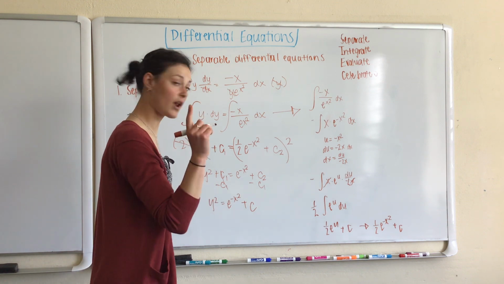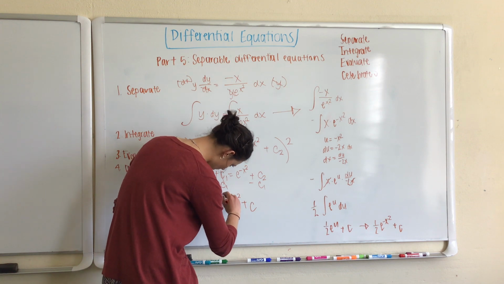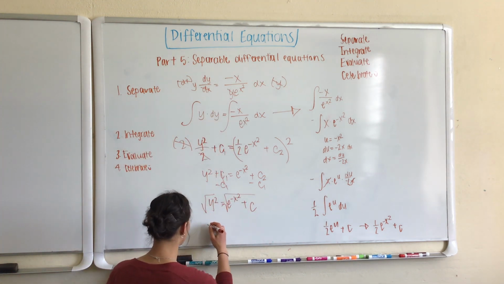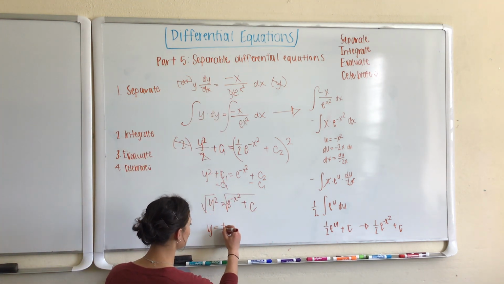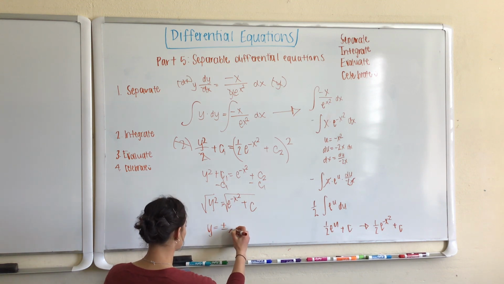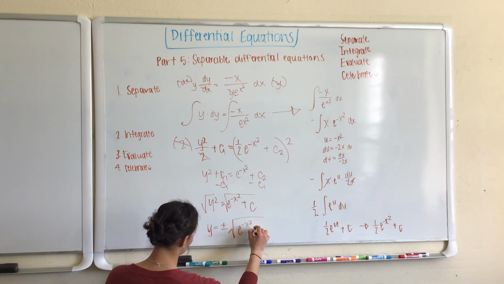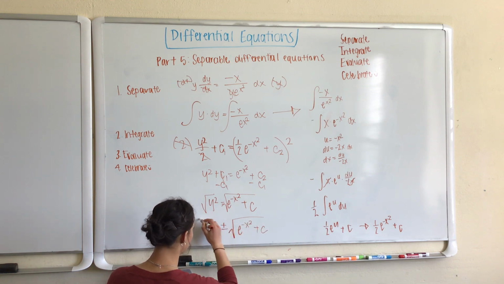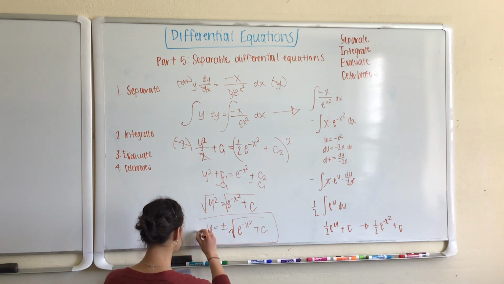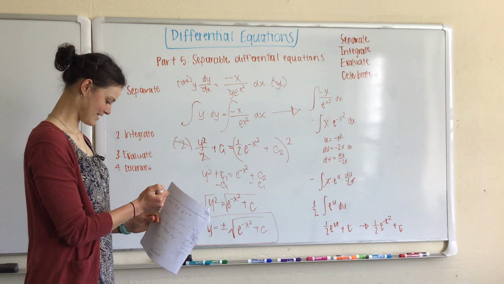All right, and then we want to solve for y. So to solve for y, we are going to take the square root of this guy, and we are going to end up with y equals plus or minus, which everyone always forgets about, the square root of e to the negative x squared plus c. And there, my friends, is the solution to your very first differential equation.